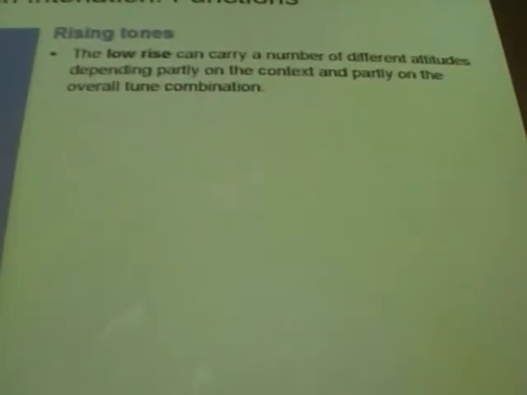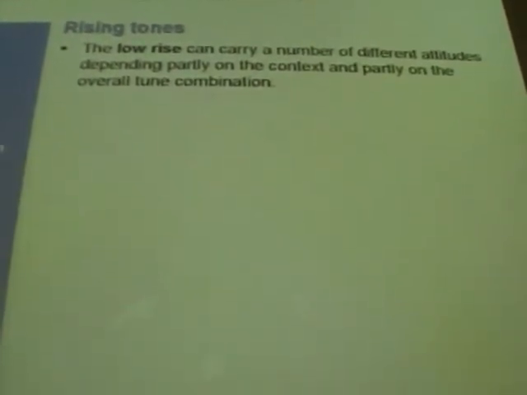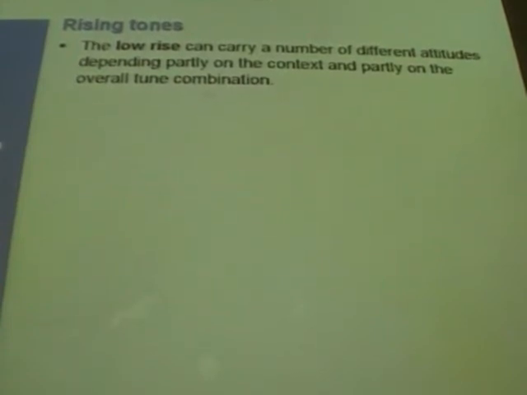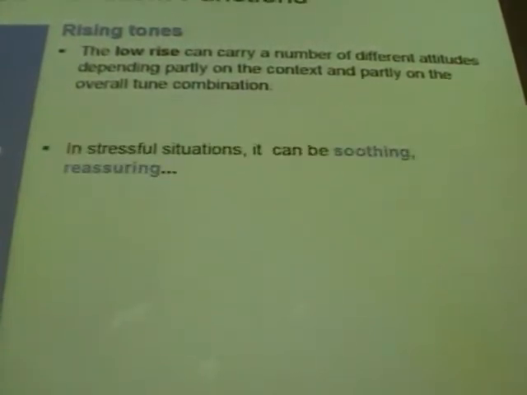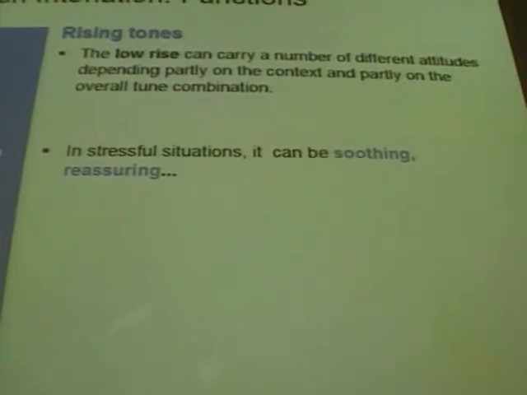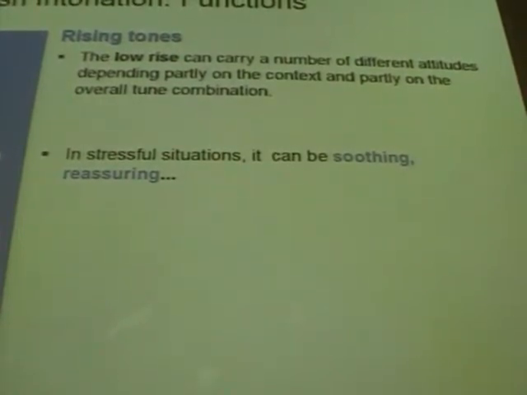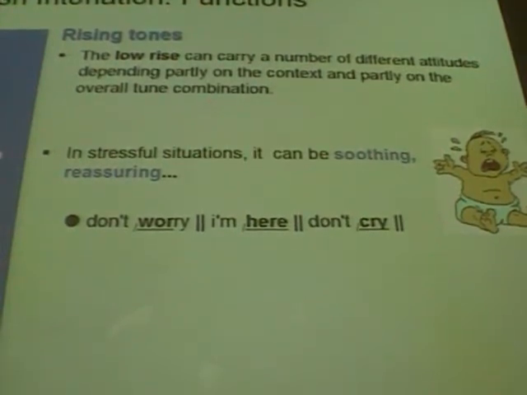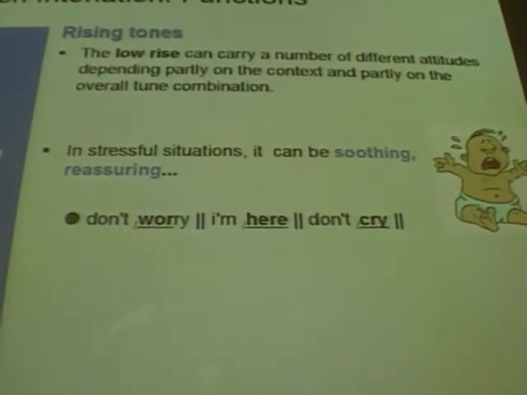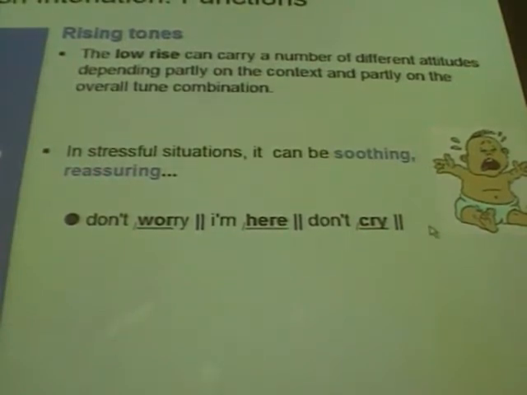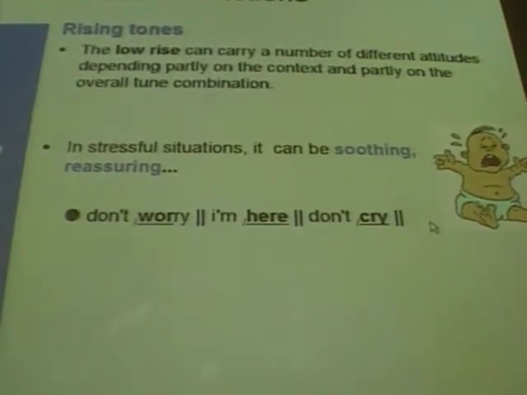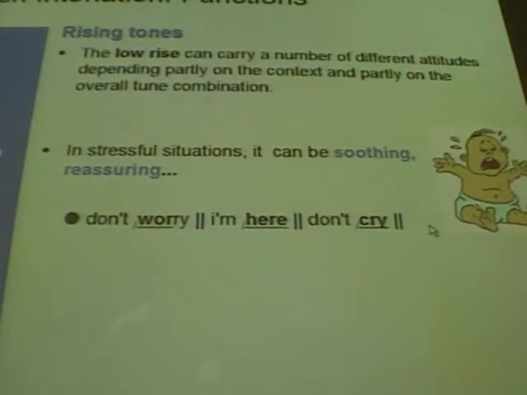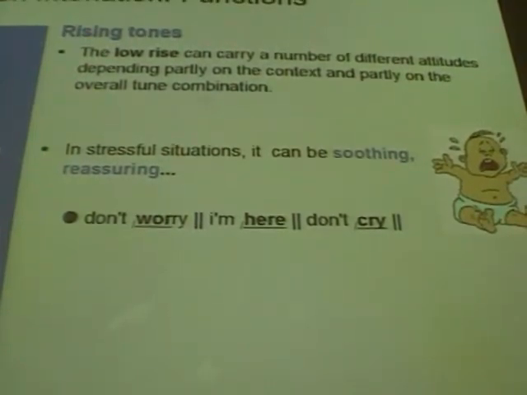Rising tones, first of all. The low rise can have a lot of different attitudes, which are going to depend partly on the context and partly, in the case of the low rise, on the total tune combination. If you have a stressful situation, using a low rise can sometimes defuse that. It can be very soothing, it can be reassuring. Things like, don't worry, I'm here, don't cry. It's probably not going to have a big impact on Julia here, but if you said that sort of thing to an older person, they would be immediately reassured. Don't worry, I'm here, don't cry.